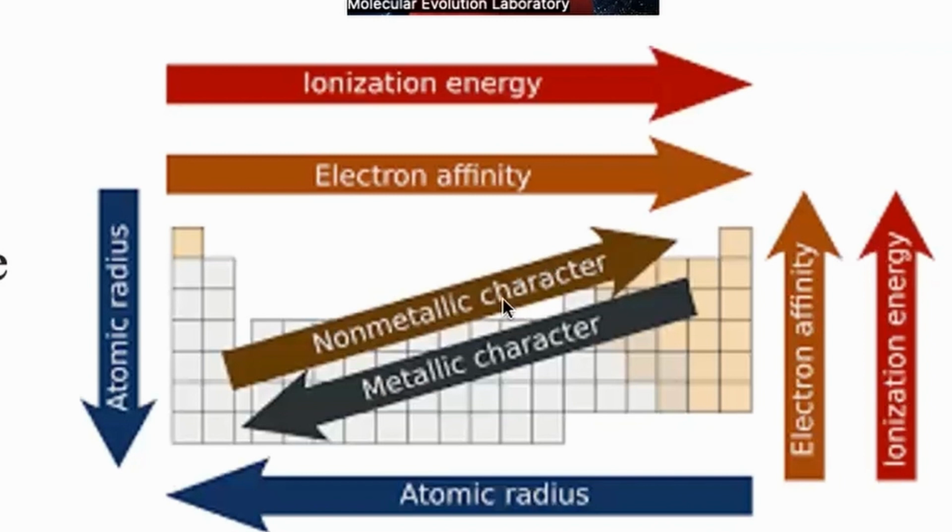And this is just here to jog your memory. So here we have a decrease in atomic radius in this direction, an increase in ionization energy in this direction, an increase in electron affinity in this direction as well, an increase in electron affinity and ionization energy in this direction. These are our metals, these are our nonmetals.